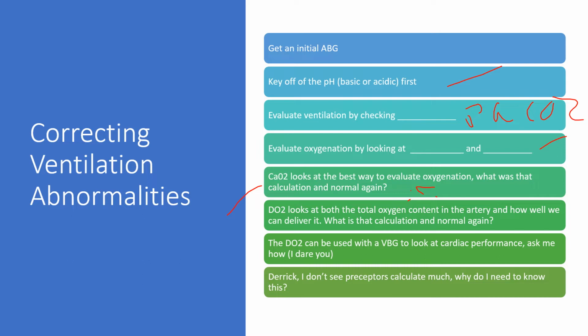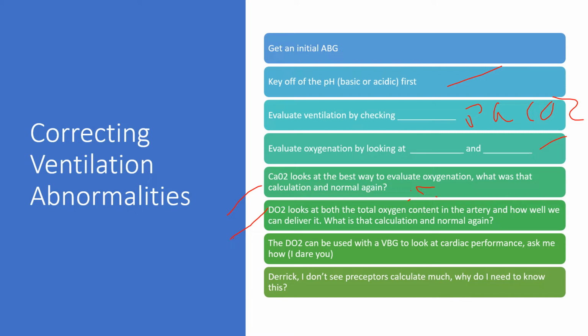The DO2, which is this next one here, is the delivery of oxygen, and it looks at the total content, so you're going to take the CaO2 times 10, and then multiply that by the cardiac output. This looks at how well we can deliver the oxygen. So that's why it includes the cardiac output. We're going to take the CaO2, which is the one just above that, do a conversion, and then multiply it by the cardiac output.